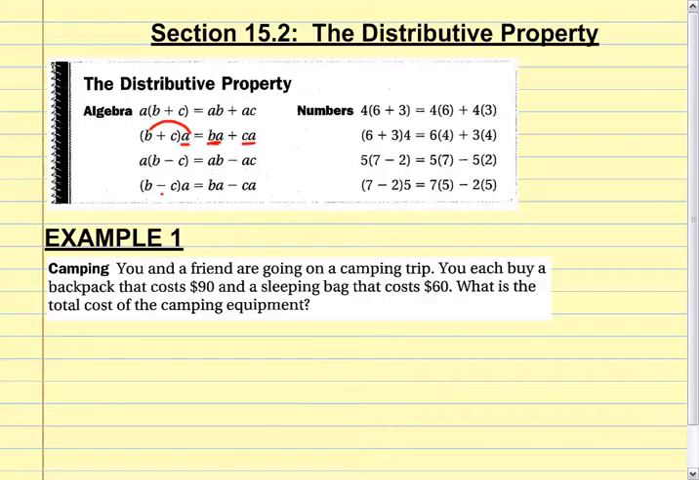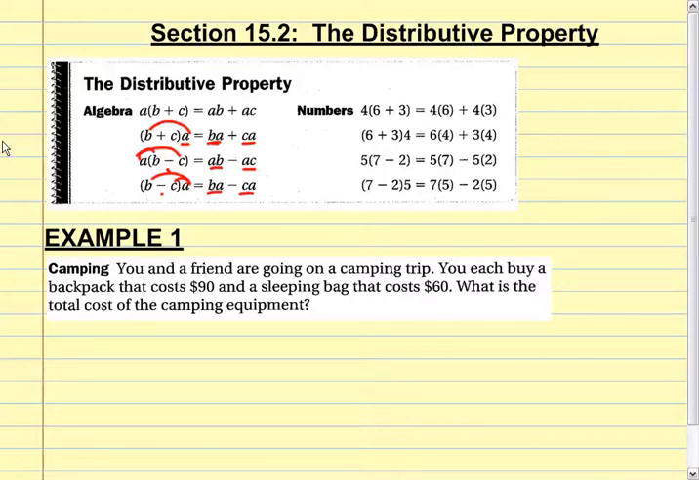Does it work for subtraction too between the two numbers? It does. It's going to be A times B minus A times C. Okay? Or from the other side, A times B minus A times C. Everybody happy with that? Yeah.